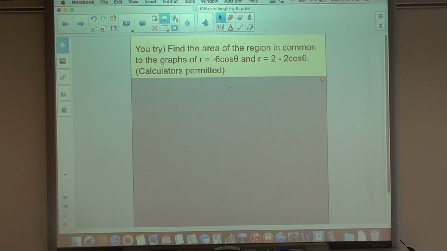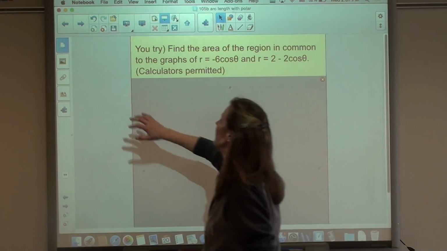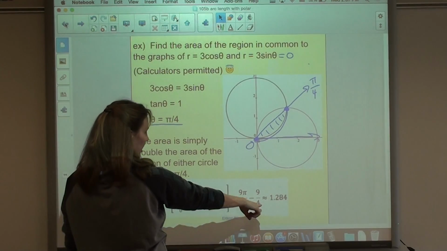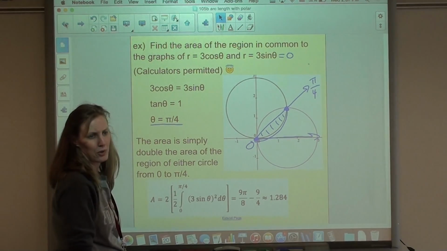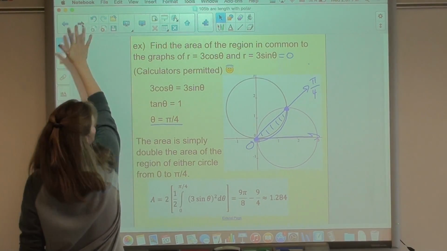Do you want a decimal or an exact? Oh, you want to go from here to here. But is that symmetrical on both sides? I don't think that's up and down. 9 pi over 8 minus 9 fourths. Okay? What do you say?